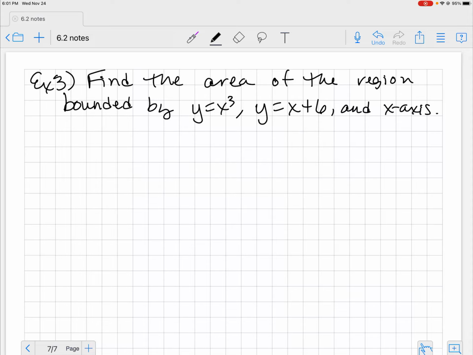All right, let's do this one. Find the area of the region bounded by y equals x cubed, y equals x plus 6, and the x-axis. All right, so right now I'm looking at this and I'm like, okay, let's graph these and let's see what's even going on here. This looks like it's just going to be a regular old region of the curve, right? Makes sense.